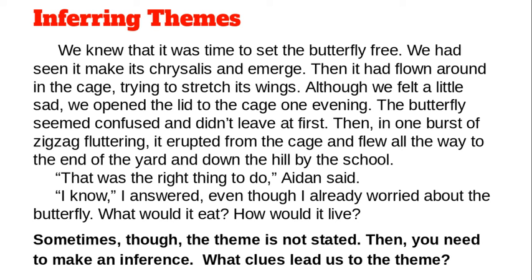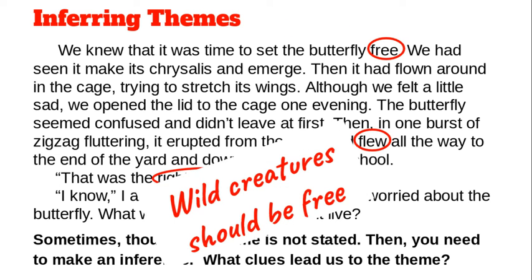Sometimes, though, the theme is not stated. Then you need to make an inference. What clues lead us to the theme of this selection? Well, we see how it talks about the butterfly being free and how it flew away, and then Aiden saying it was the right thing to do. From these clues, we can infer that wild creatures should be free. That's the theme of this selection.